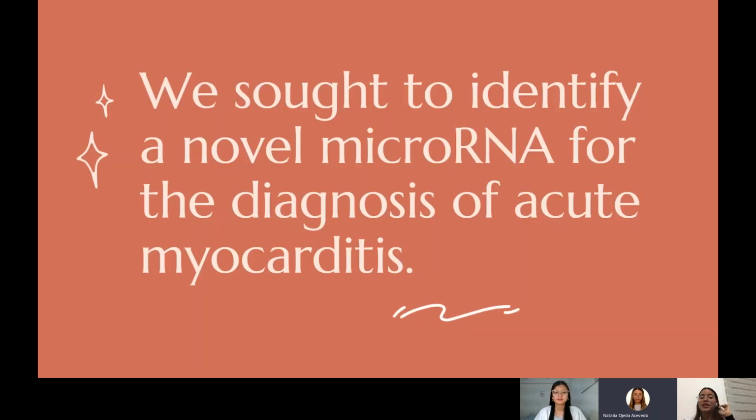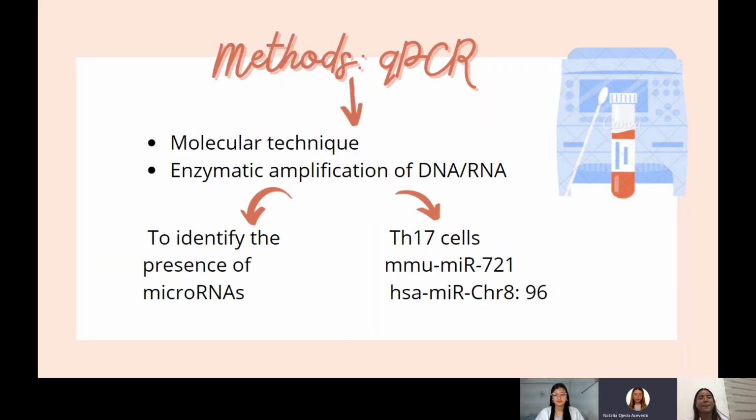With this article, we sought to identify a novel microRNA for the diagnosis of acute myocarditis. In this article, they used a lot of methods. One of them is PCR. It is a molecular technique based on the enzymatic amplification of genetic material and on the properties of DNA polymerases. To replicate DNA strands, it uses high and low temperatures to separate the new DNA strands after each replication phase and then lets the DNA strands come back together so they can be duplicated again.